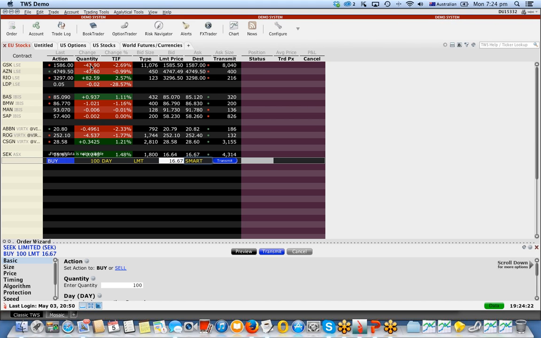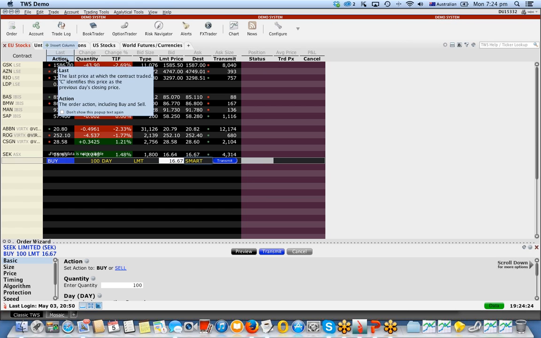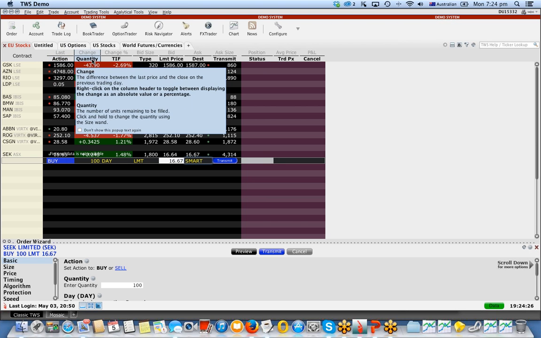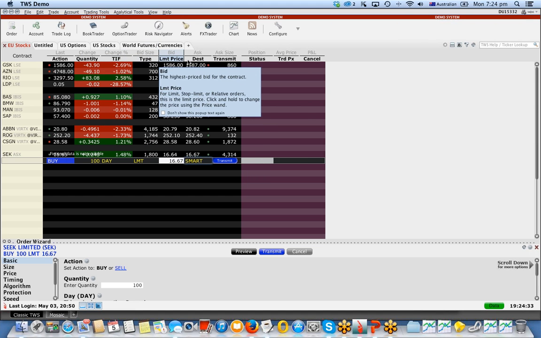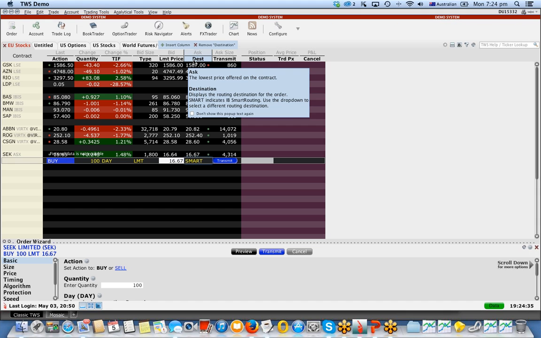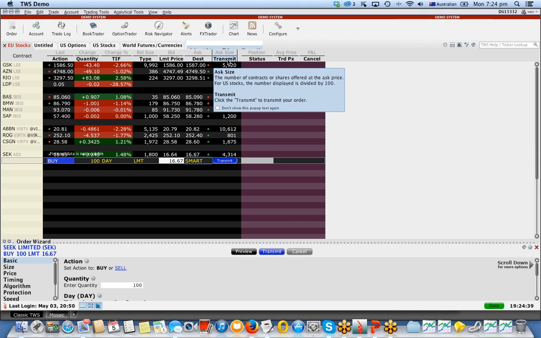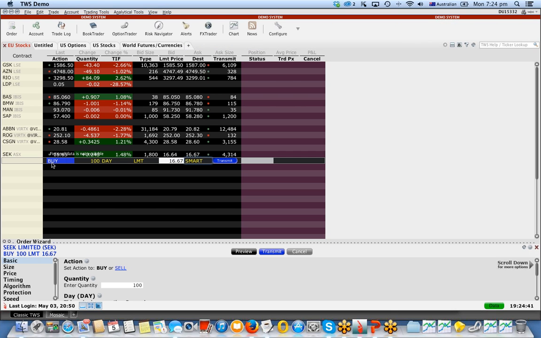Click on ask. Now notice there is a change. Now the bold line is below: action, quantity, TIF, which is time in force, type, limit price, destination because it could be different routing, and transmit. Very simple. You can see there is buy. If you click on this buy, left click, you will have a choice to click it to sell, right? And we will do sell later.